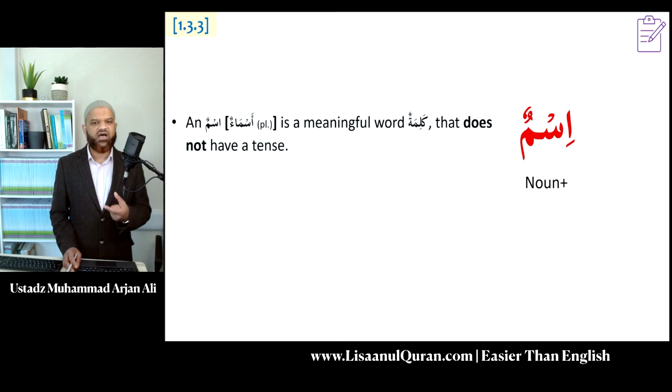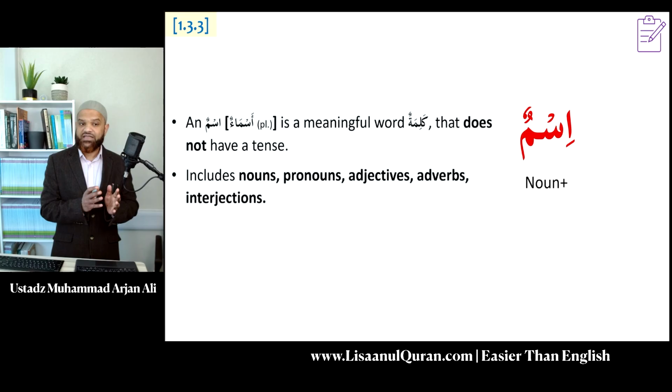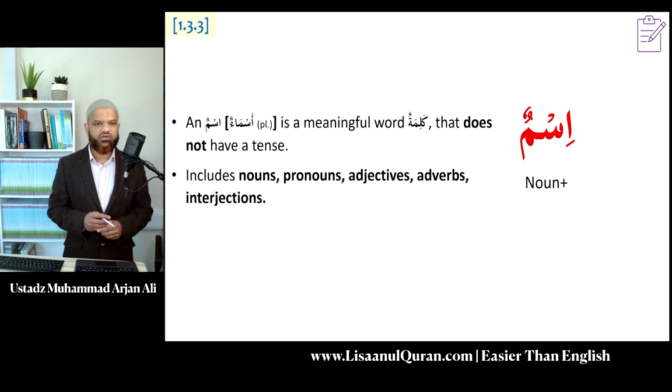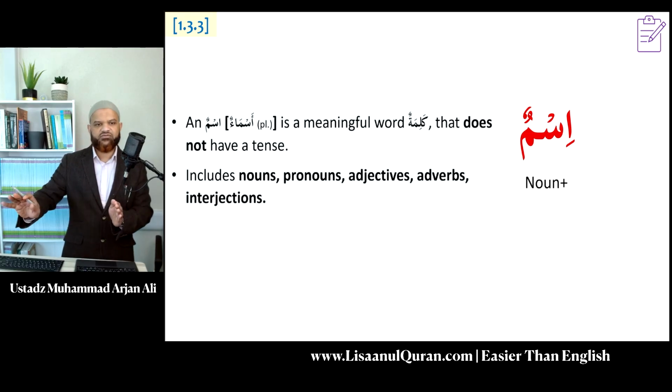Ism is singular, asma is plural. Now in Arabic, the word ism normally means a name, but in grammar, it has its own meaning. It means a meaningful word that does not have a tense. So if it has a tense, it's a fi'l. If it does not have a tense, it is most likely to be ism, unless, of course, it falls into the harf category. The important thing to note, when you compare with English, is that it includes nouns, pronouns, adjectives, adverbs, and interjections. And here is the confusion. If I told you ism means noun, and then I say pronoun is also an ism, you're going to get confused. So right from the beginning, remove that from your mind and understand that it's a very comprehensive sort of word.